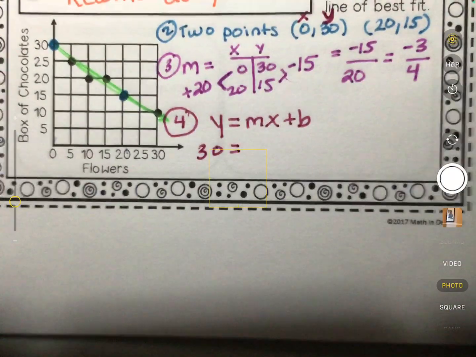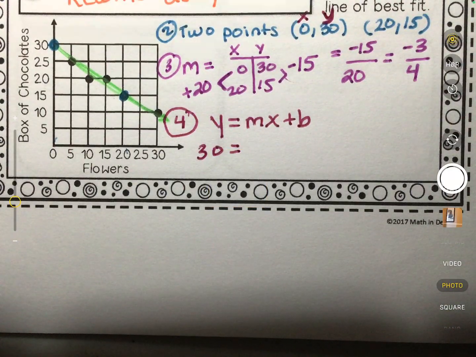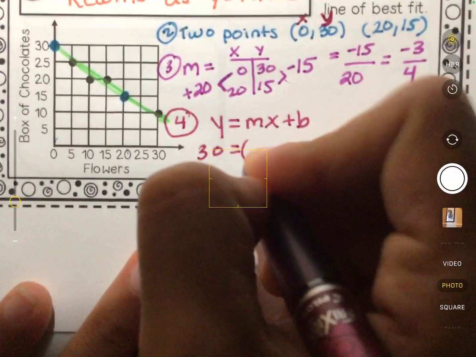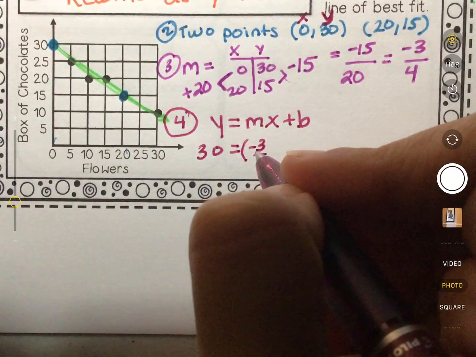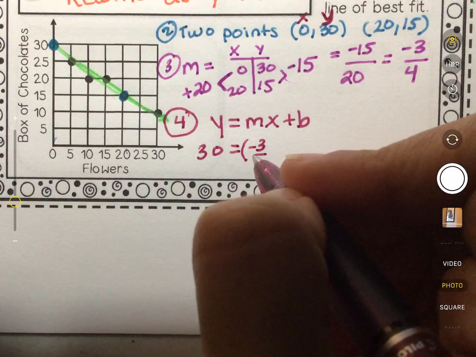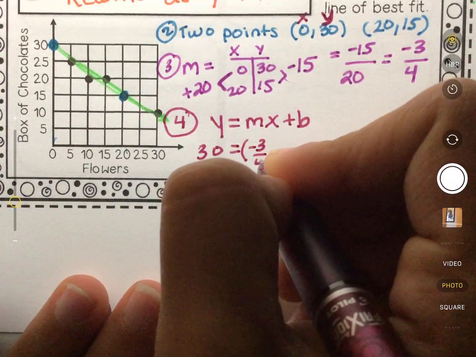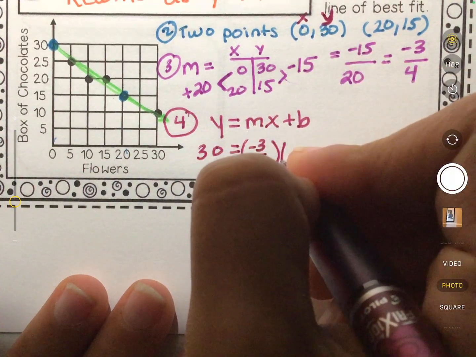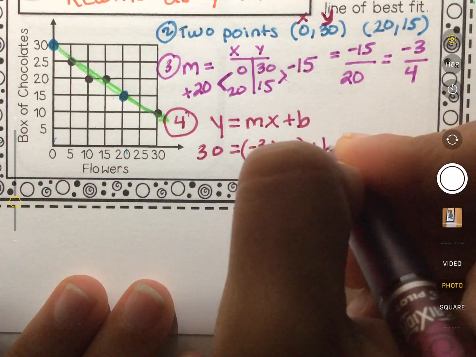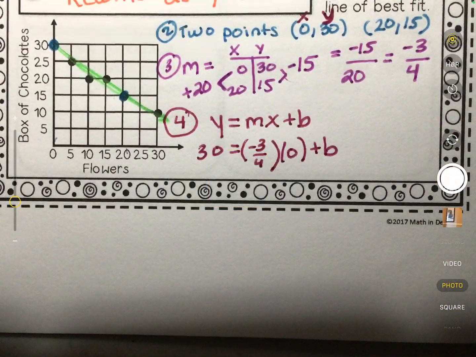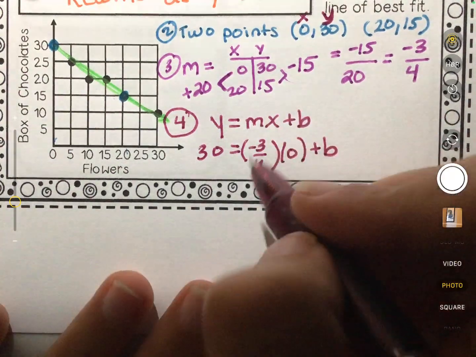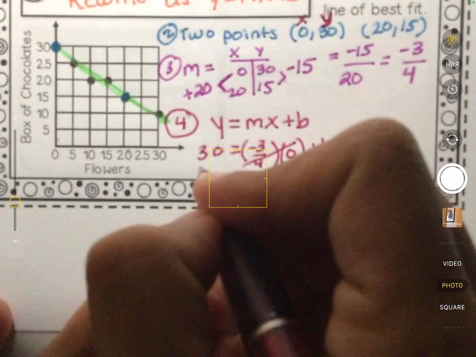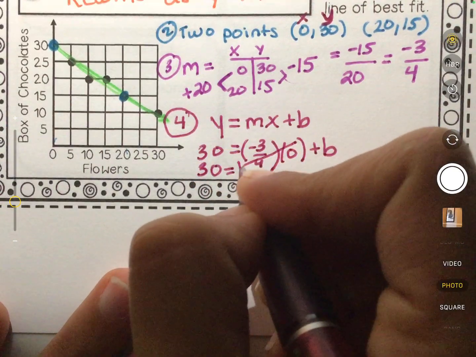How much is my m? My slope? Negative 3 over 4. So I'm going to put that in its spot. Oh, my computer just said goodbye. There it goes. All right, negative 3 over 4. My x is 0. And I don't know what the b value is, so I'm just going to write plus b. All right, so now I'm going to simplify. Negative 3 over 4 times 0 is just 0, so this cancels out. And I get 30 equals b.